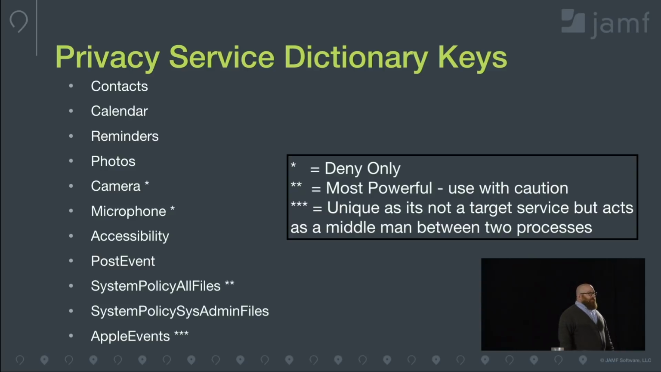And then I have a triple asterisk by Apple events because that's the little red herring or odd one out to the side, due to the fact that it's not an actual target. It works as a middleman between two applications or two services. When two applications or things need to communicate with each other, you use Apple events to say, I'm going to allow this application to talk to this application. We'll dig through and talk about how these things work.